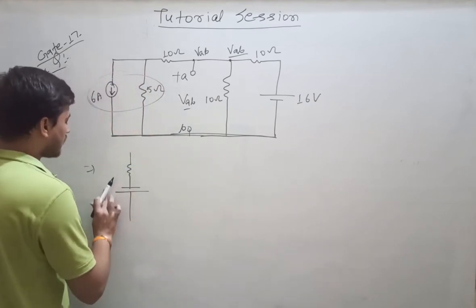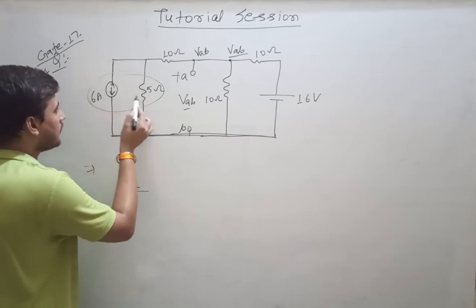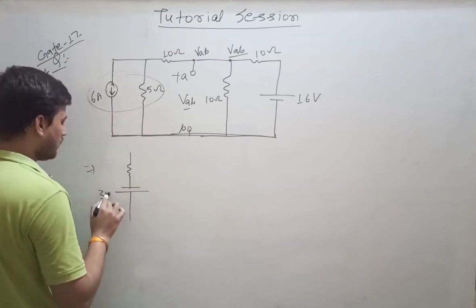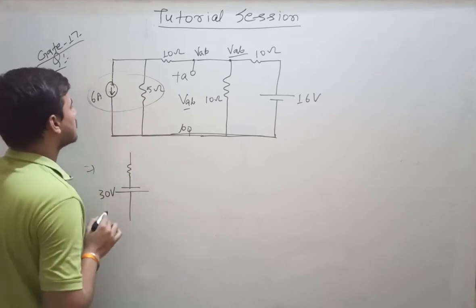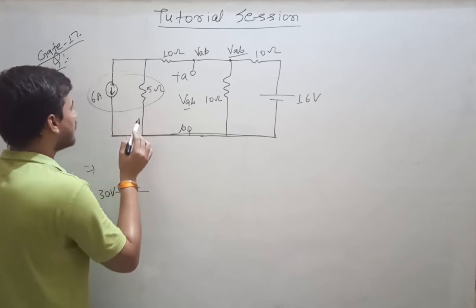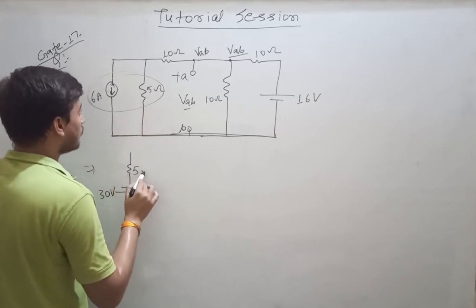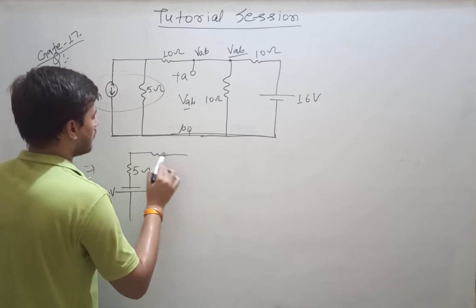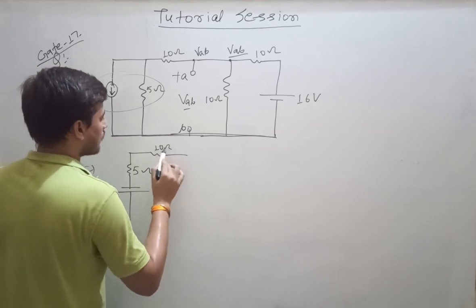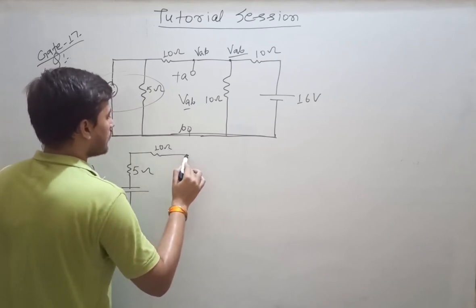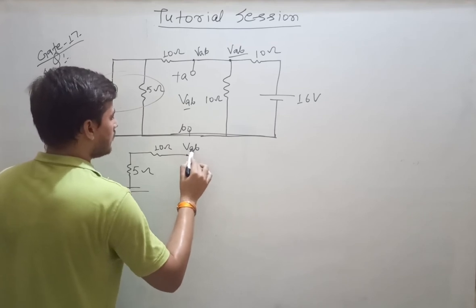6. So here the voltage will be how much? I into R, that means 30 volt. Voltage will be 30 volt. Here it is 5 ohm. Here it is 10 ohm. Clear? Here the point is VAB.